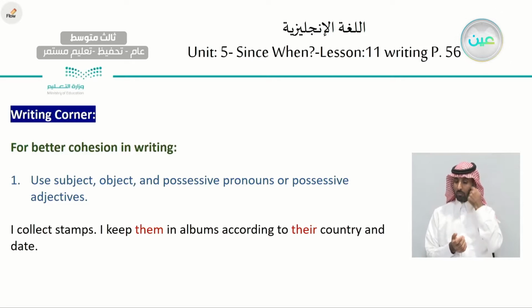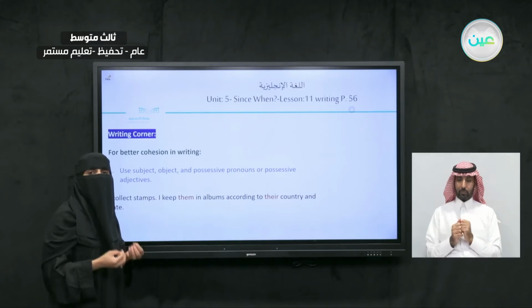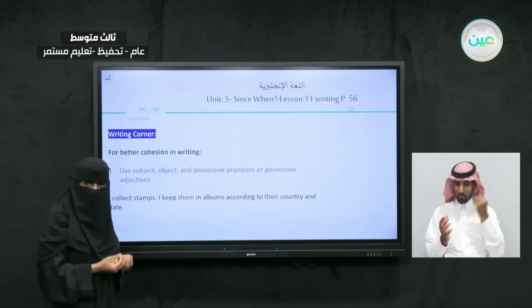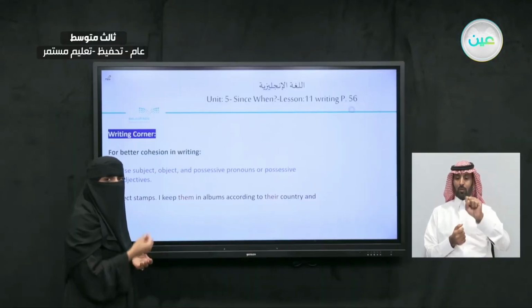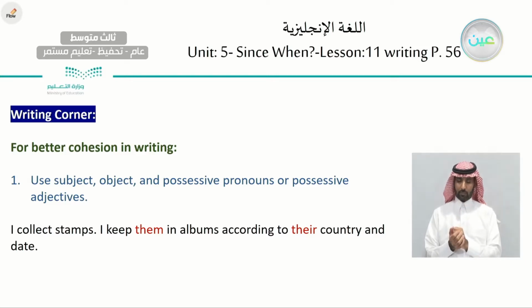If we can open our books, page 56, in our writing corner, we have tips for better cohesion in writing. What do they mean? To make our writing more understandable for the reader and the listener. Step 1: use subject, object, and possessive pronouns or possessive adjectives. We have two types: possessive pronouns and possessive adjectives. For the example, let's read it together in our book: I collect stamps. I keep them in albums according to their country and date. This is the example provided in our book.